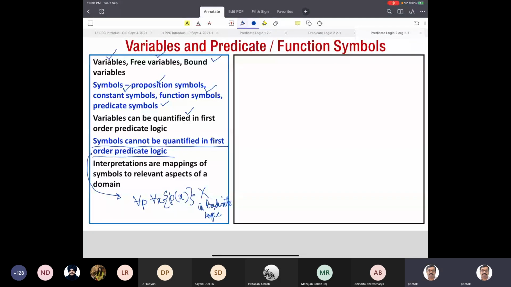That means in predicate logic, we can quantify the variables, but we cannot quantify the predicates or the functions. Quantification of predicates and functions can be done in what are called higher order logics. But predicate logic is very, very powerful. It is very powerful in the sense that it is equivalent to whatever can be computed by a Turing machine. That is its power.